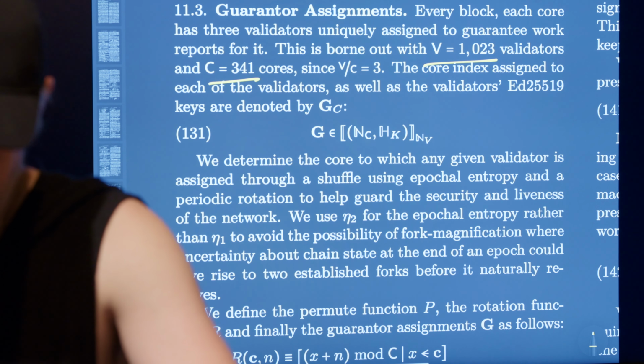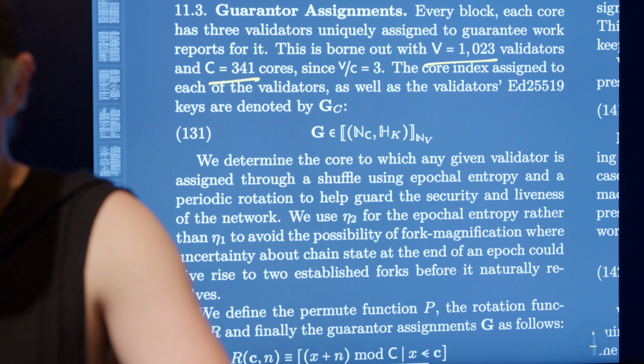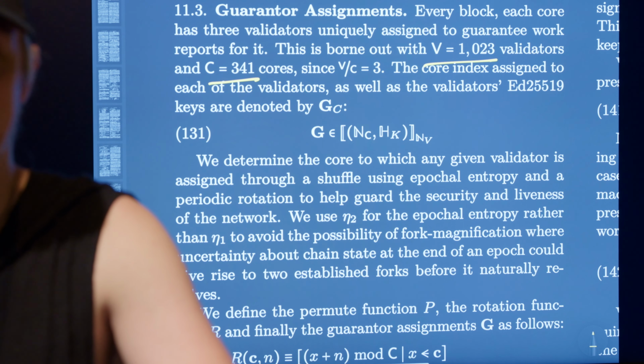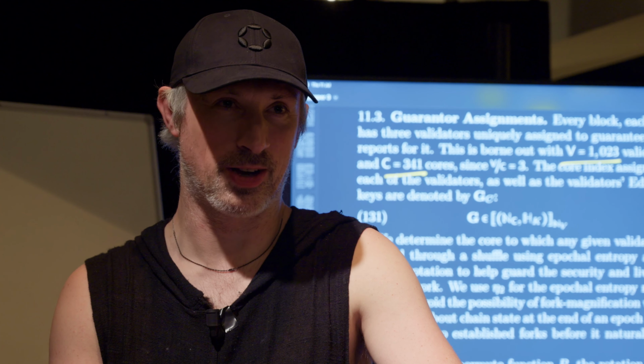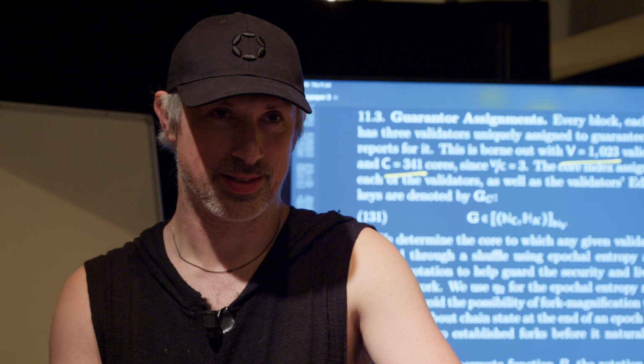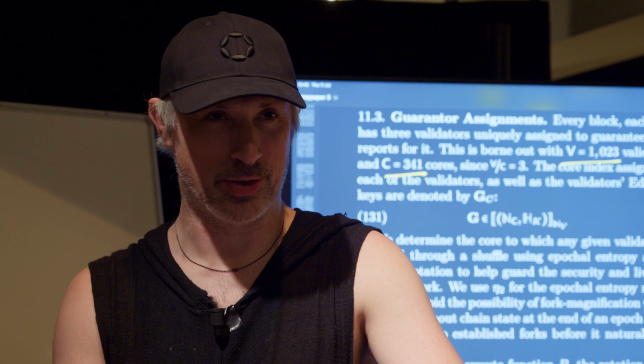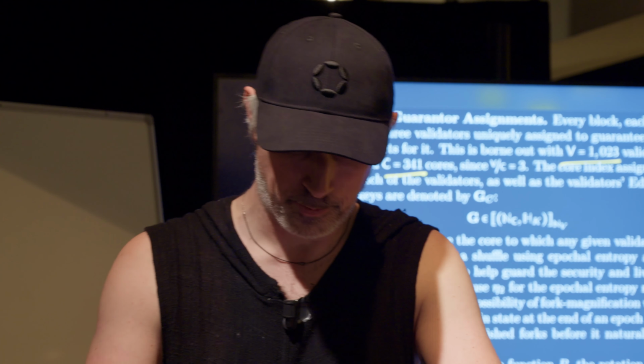Now, it would be a ludicrously bad form to assign validators to the same core all the time, because then they would form cartels. So in order to keep them honest, we keep them rotating around the cores. We actually rotate them quite often.